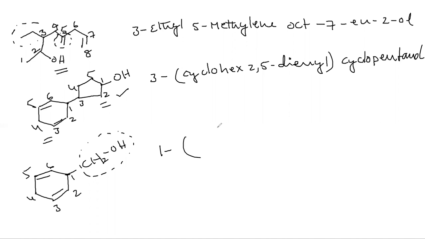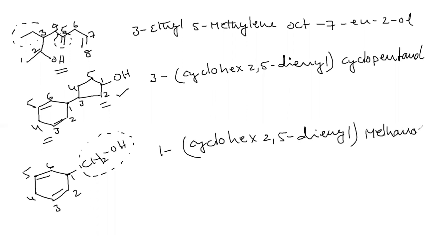1st position, bracket start. And like your previous case, cyclohex-2,5-dienyl, and what is this? Methanol.